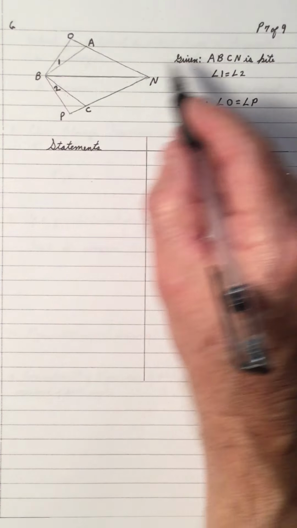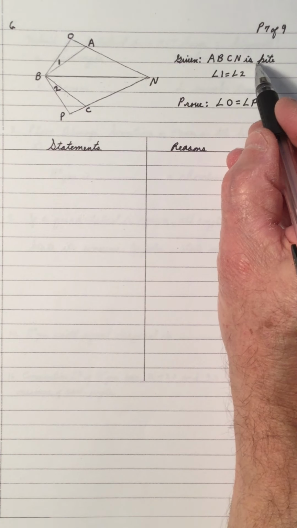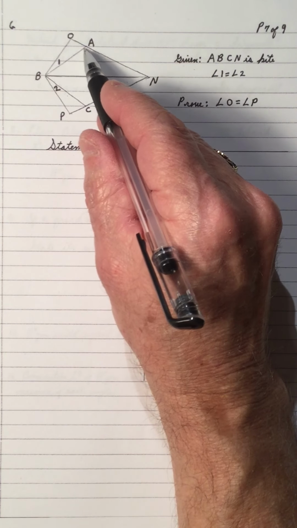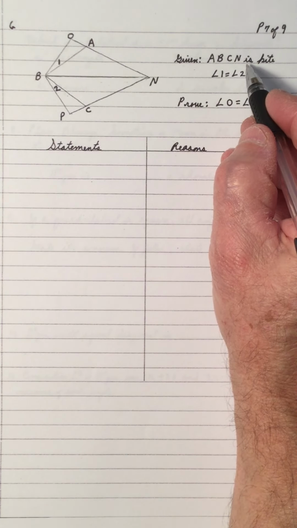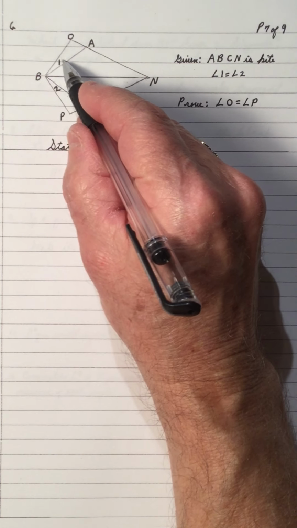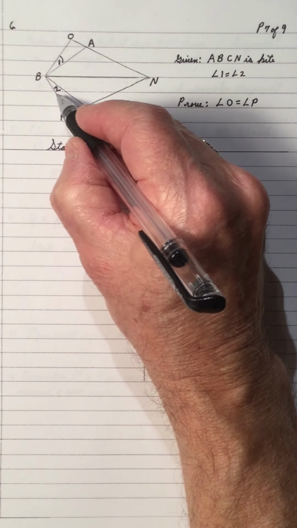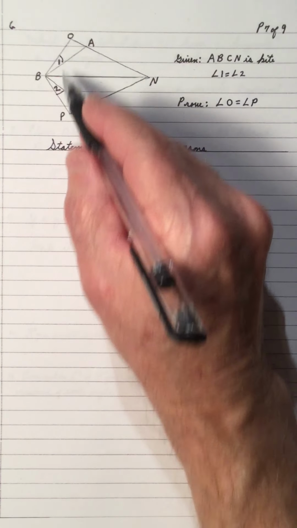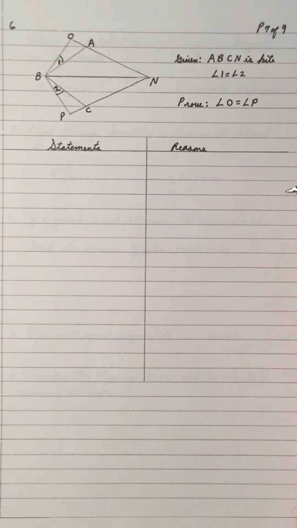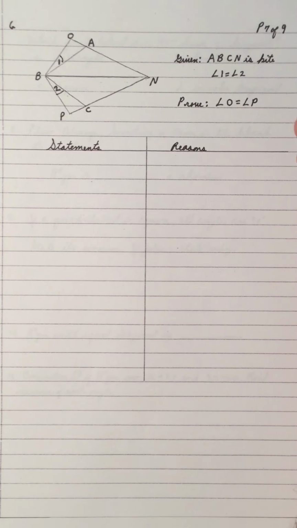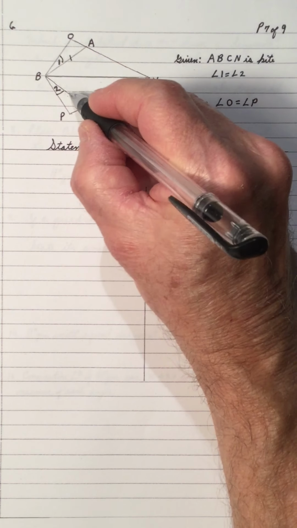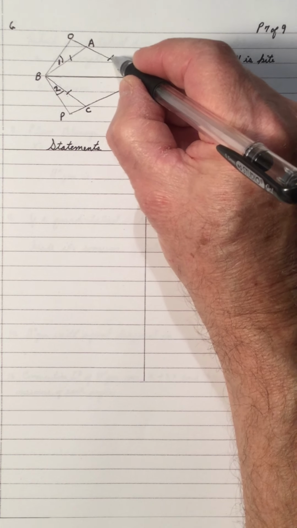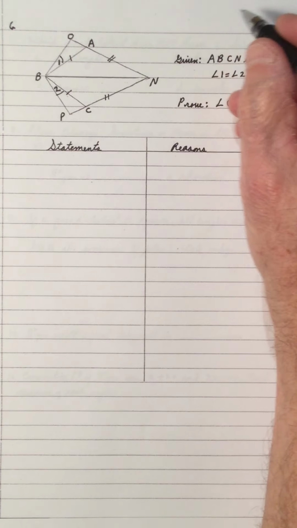Now we have a diagram here, and it says ABCN is a kite. ABCN is a kite. So if ABCN is a kite, we're given that angle 1 is equal to angle 2. Prove that angle O is equal to angle P. So we have to use the properties of a kite. A kite has adjacent sides equal, so BA equals BC, and NA equals NC.